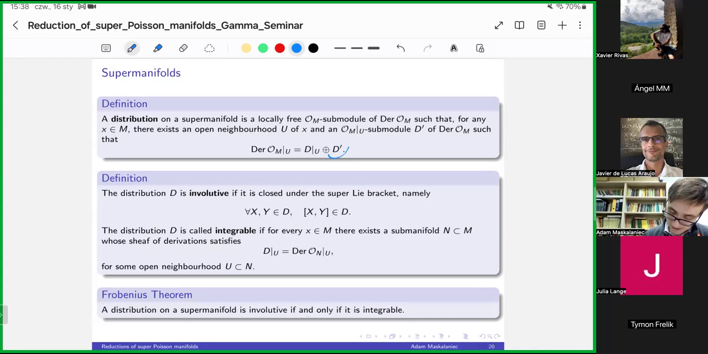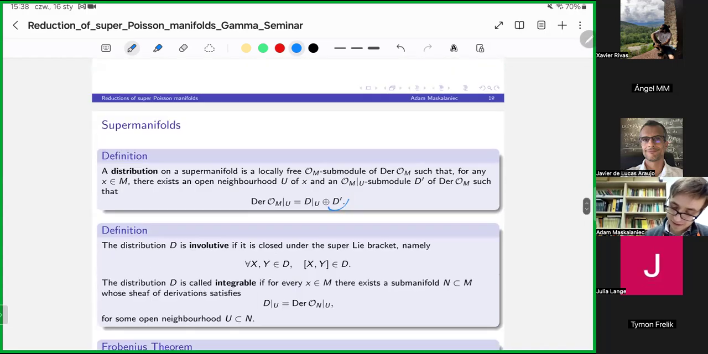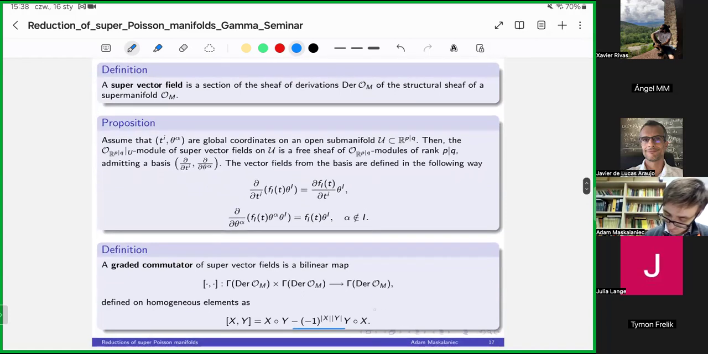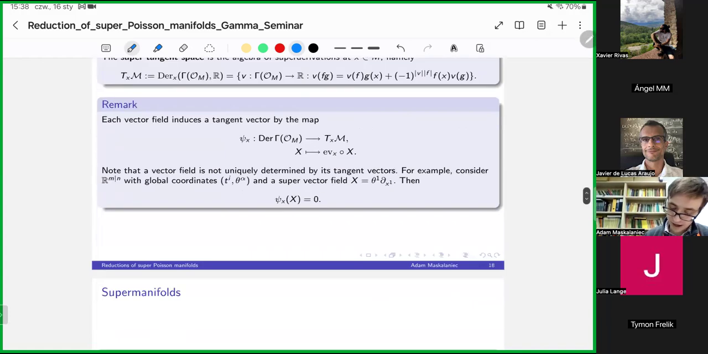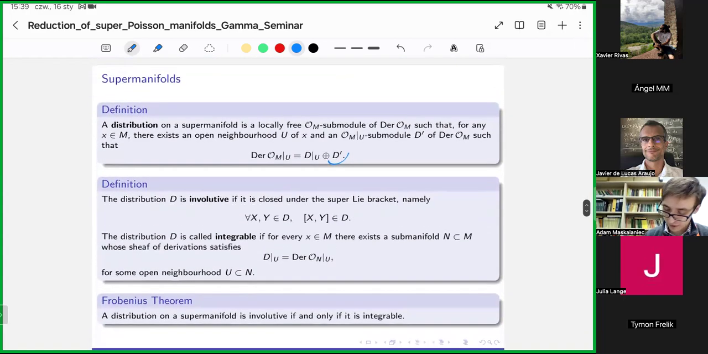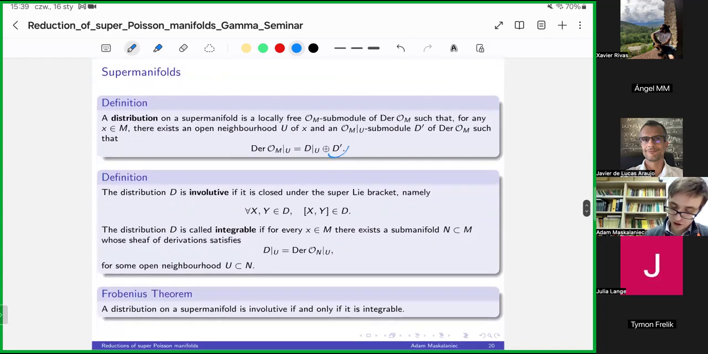But now we see that this graded commutator also had factors that come from this odd part. So we may have additional obstructions coming from this odd part, obstructions that forbid us to integrate certain distributions.